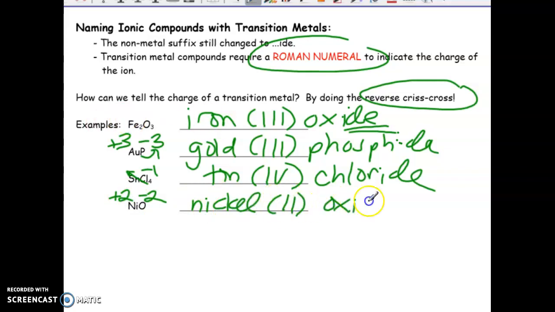Okay? So it's important to know that when you're dealing with one of these transition metals, you must put the Roman numeral. You can't just put nickel oxide, it must say nickel 2 oxide.